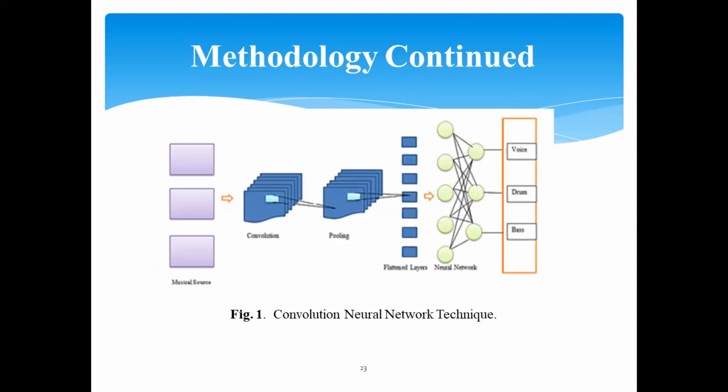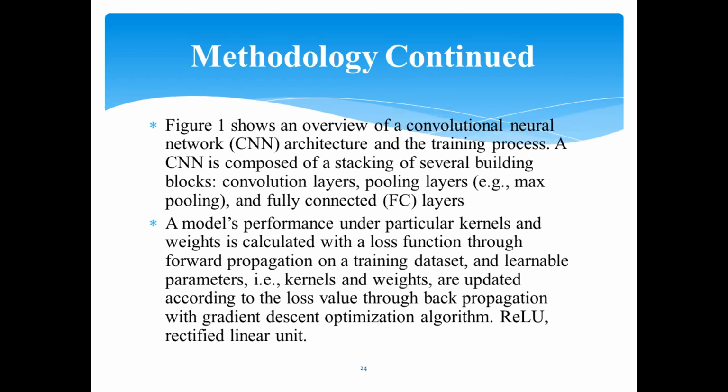So this is the figure. The first is the source, then convolution, pooling, flattening, and the neural network is performed, and we get an output. The figure shows an overall view of all the layers. The model's performance under particular kernels and weights is calculated through the forward propagation on a training data set, and learning parameters are updated according to the loss value through the backpropagation with gradient descent optimization algorithm.